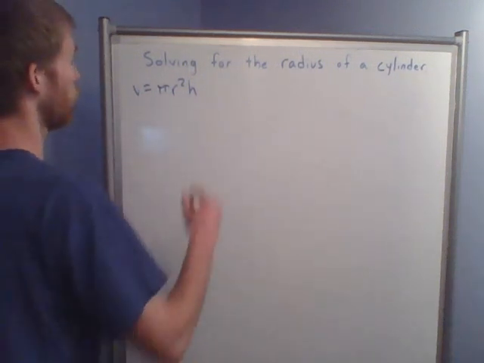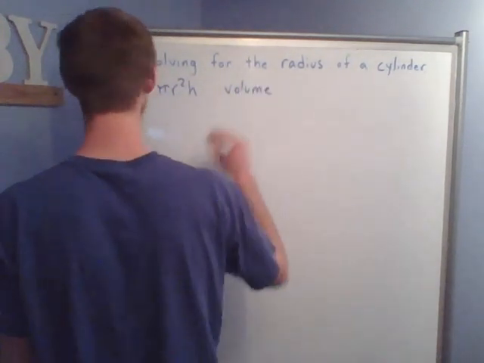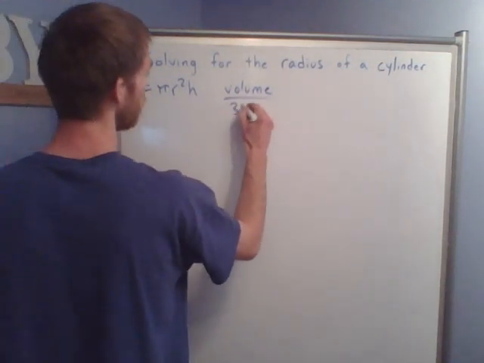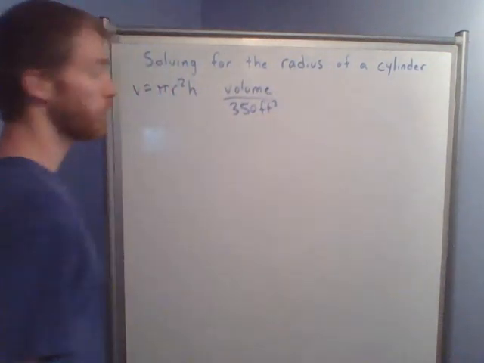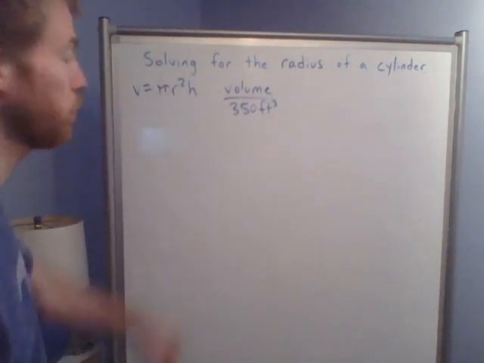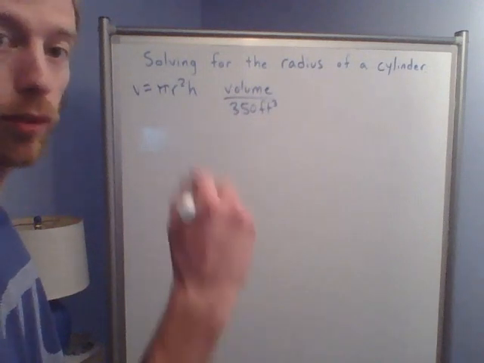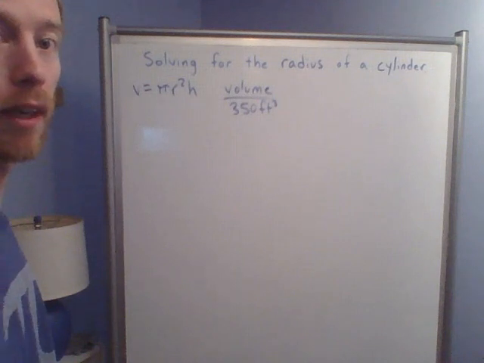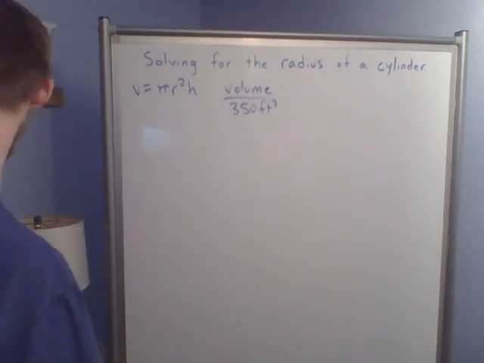All right, we're going to be given the volume. The volume of this cylinder is going to be 350 feet cubed. Perfect opportunity to follow along by writing it down, copying out the steps. It'd be good to have. Just writing it down is so important to help you remember something. I don't know what it is about copying, but go ahead and follow along by doing that.